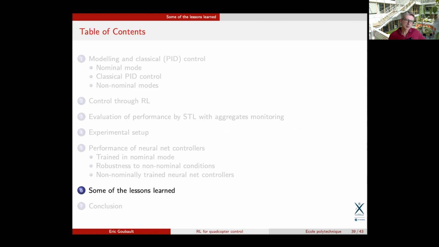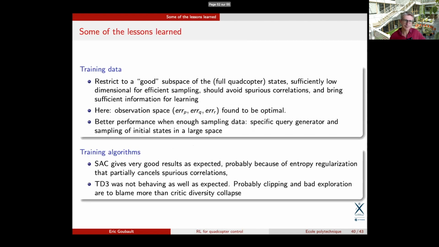Okay, so what did we learn from this? First, that for the training data, you really have to restrict to a good subspace. You don't need to be fully Markovian. If you look really at the dynamics, at the effect of each state on the dynamics, the 3-dimensional space was here much better than the rest. Also, you get better sampling, so it's all for the best, really.